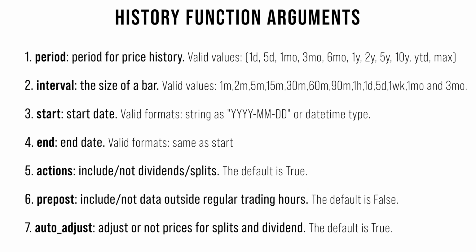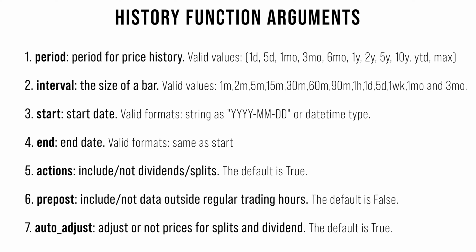These arguments are period for price history, interval, which is the size of a bar, then start and end arguments that we just covered. Start date or end date can be a string formatted as year, month, and date, or a date time type. Actions that allow you to download or not stock splits and dividend data. The default is true.